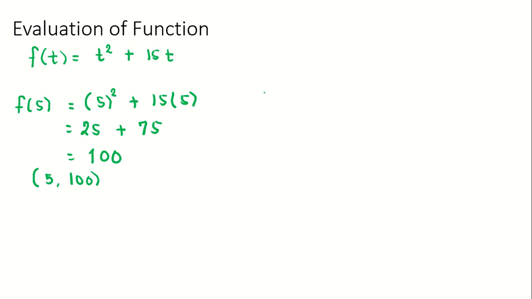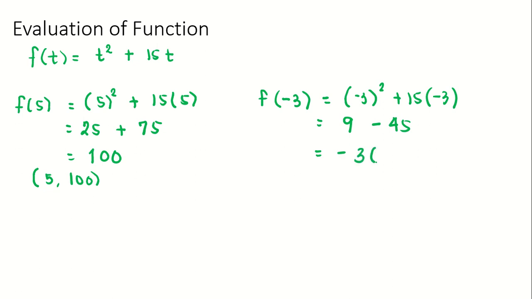Now if you want f of negative 3, simply substitute negative 3, that is negative 3 squared plus 15 times negative 3. So that is positive 9 minus 45, which is negative 36. So our ordered pair is (negative 3, negative 36). That's how to evaluate a function. I hope that you could answer the activities given in this canvas on evaluating a function.